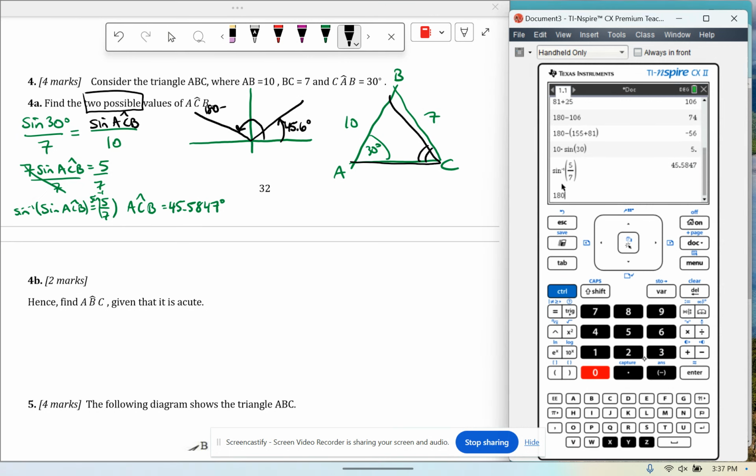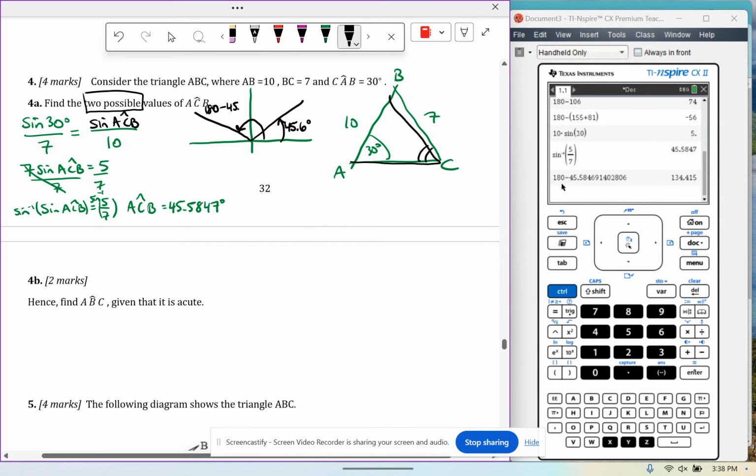So I've got 180 minus that number there. And I will get 134.415. Okay. So the other possibility is 134.415. So the 2 possible values of ACB are 45.6 and 134, actually 3 sig figs, it's just 134. Okay. Those are the 2 possible values.